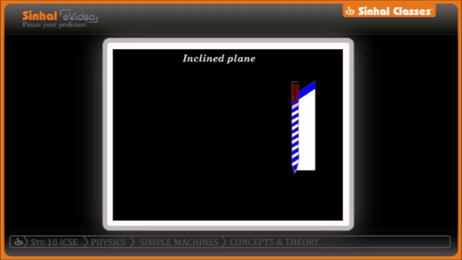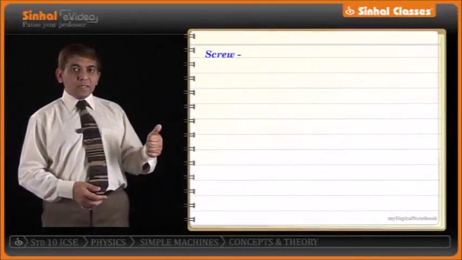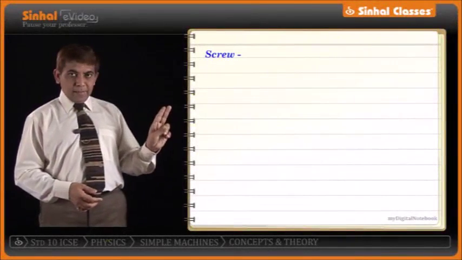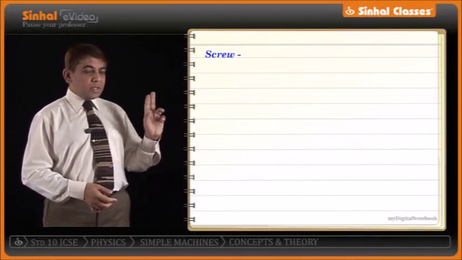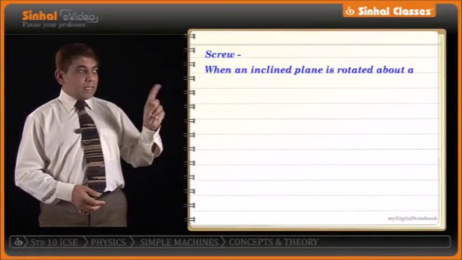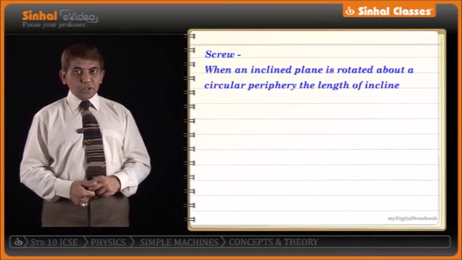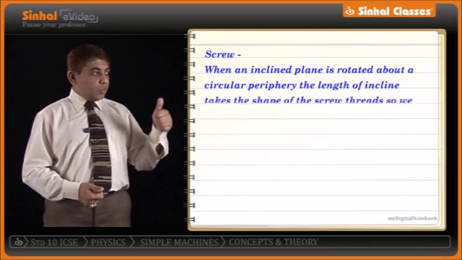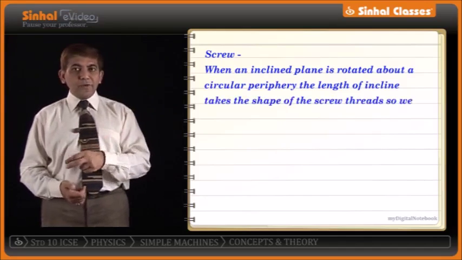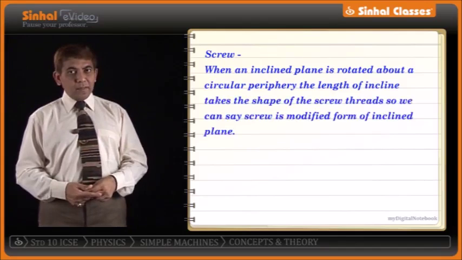We see that the length of incline takes the shape of screw threads as you twirl the inclined plane around the circular periphery. So we can always say that screw is a modified form of inclined plane. We define screw as: when an inclined plane is rotated about a circular periphery, the length of incline takes the shape of screw threads.